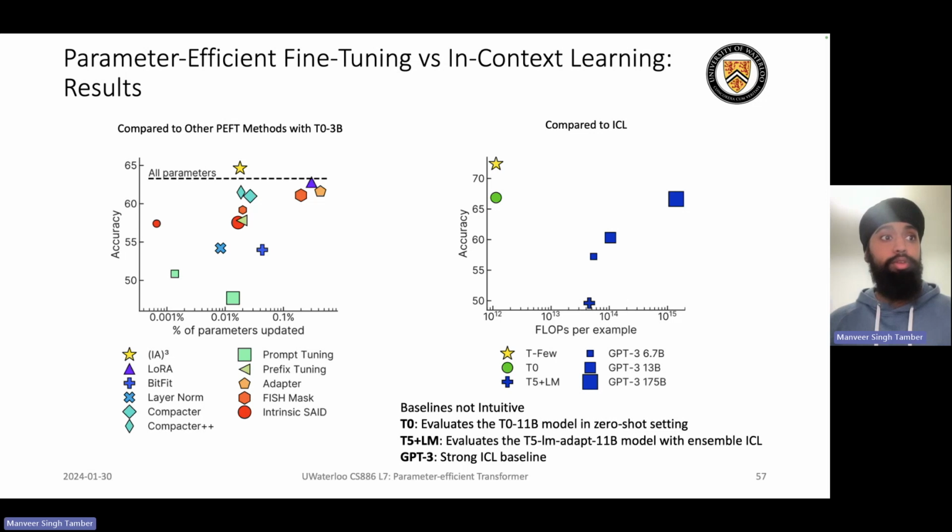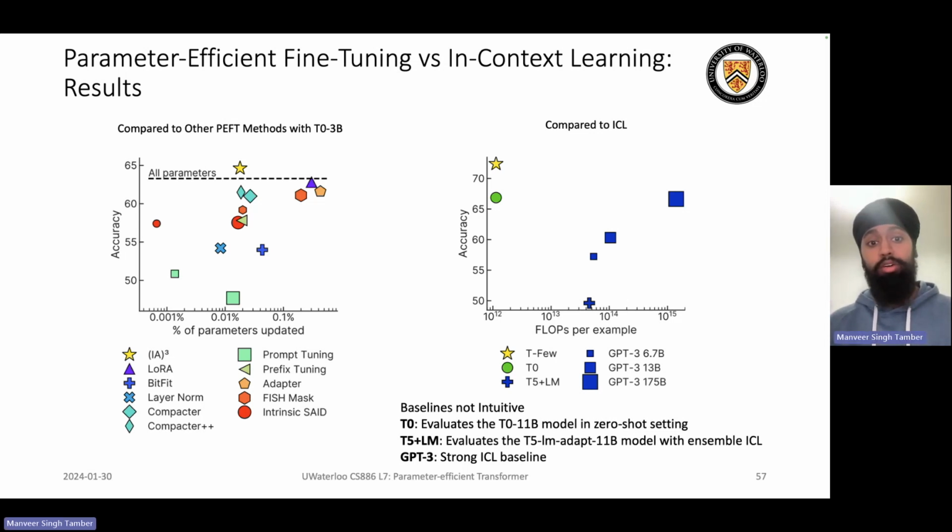So starting with the left figure, we see that IA cubed actually does very well. It beats full model fine-tuning, which is marked by the dashed line, and it beats the other methods, some of which we have covered, like adapters, prompt tuning, prefix tuning, and LoRA. And it does so with not a large amount of parameters updated, a relatively modest amount.